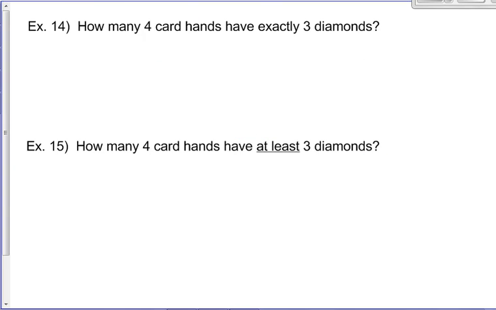Sometimes the AND questions are a bit sneaky. So here it says, how many 4-card hands have exactly 3 diamonds? Okay, again, I need to write out what this looks like. So they're card hands. The order that they're held doesn't matter. This is a combination question. But there are 4 cards. I know that 3 of them are diamonds. There needs to be another card. So this really means 3 diamonds and 1 non-diamond.